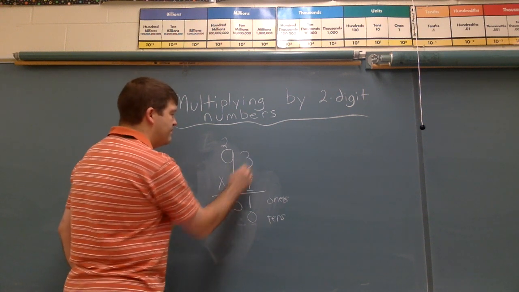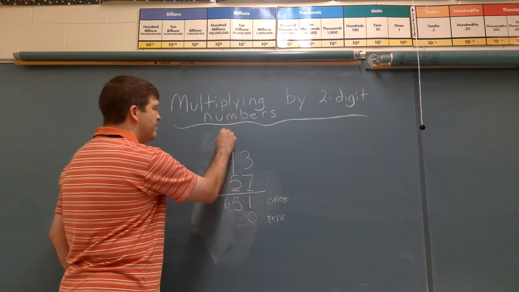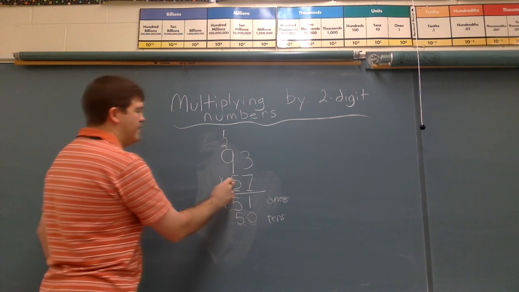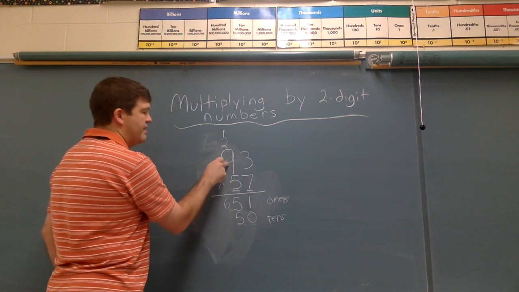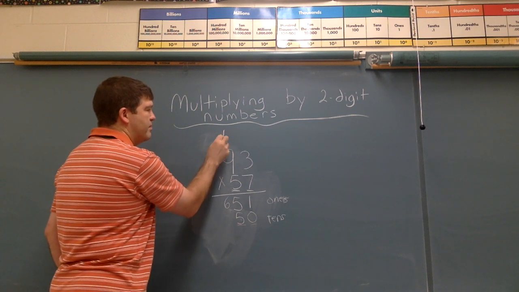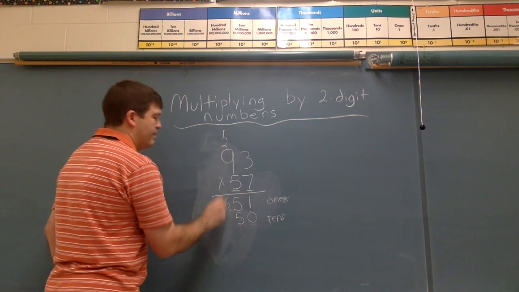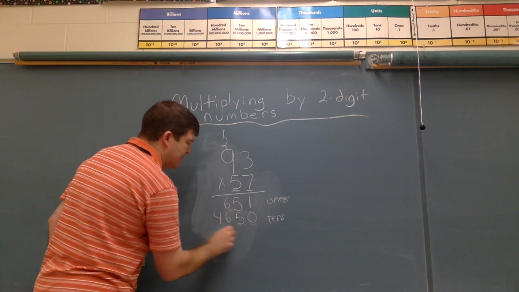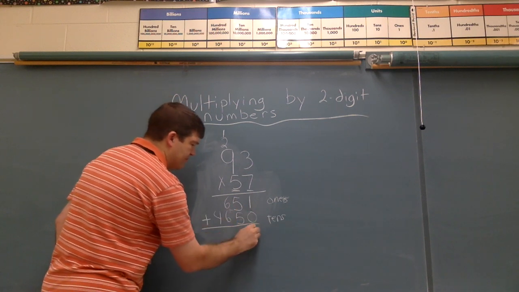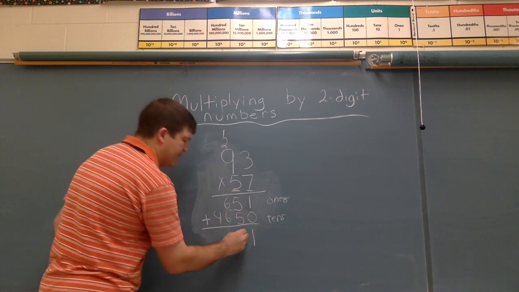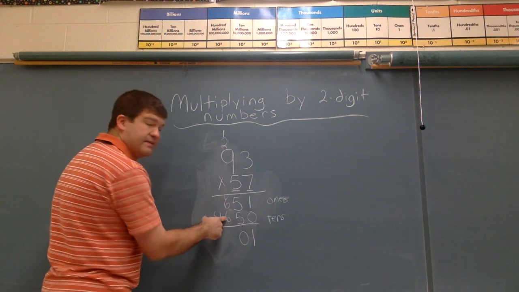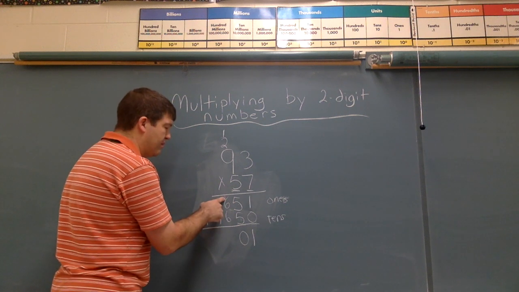So 5 times 3 is 15. I put my 1 here. My 5 goes there. And then I go 9 times 5, 45 plus this 1 up here. 45 plus 1 is 46. And I add these up, they're all lined up. 0 plus 0, then 5 plus 5 is 10. Put my 0 there, carry my 1. 6 plus 6 is 12. 1 more is 13.